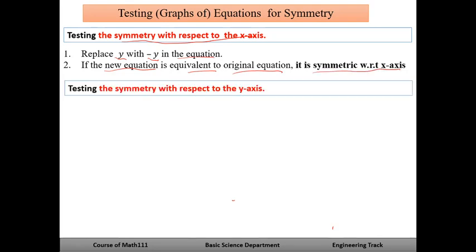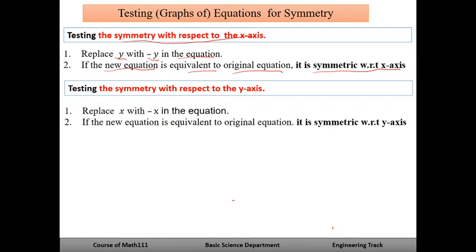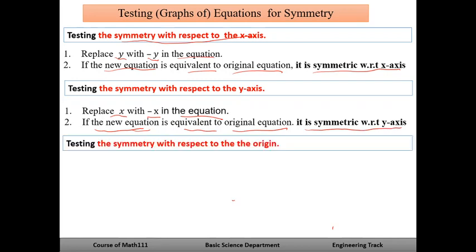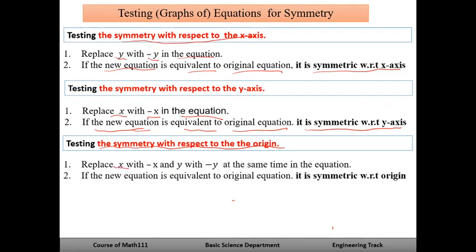Now when testing the symmetry with respect to the y-axis, we replace x with minus x in the equation, and we get a new equation. If the new equation is equivalent to the original equation, it is symmetric with respect to the y-axis. Now how to test the symmetry with respect to the origin? We replace x with minus x and y with minus y at the same time in the equation. At the same time, okay? Then if the new equation is equivalent to the original equation, it's symmetric with respect to the origin. That's important.